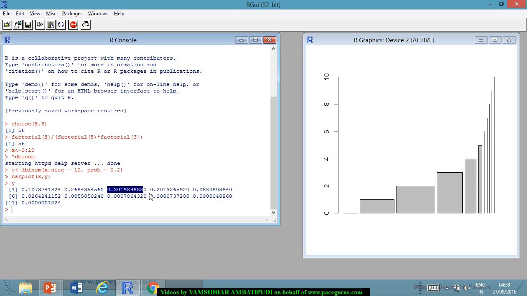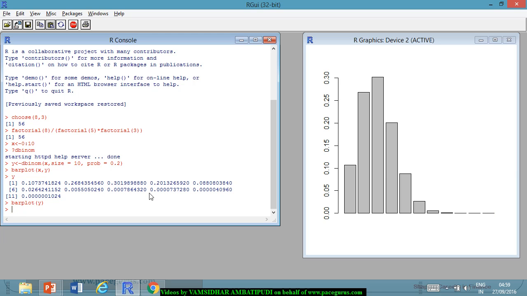So let me quickly look at, let me just take a bar plot of y alone. Yeah, this is looking better. I'll take the bar plot of y. So these are the different kinds of probabilities. So you could see that in the initial stages the probabilities are much higher, but after that the probabilities are slightly waning away. So that's how I'll generate the dbinom.